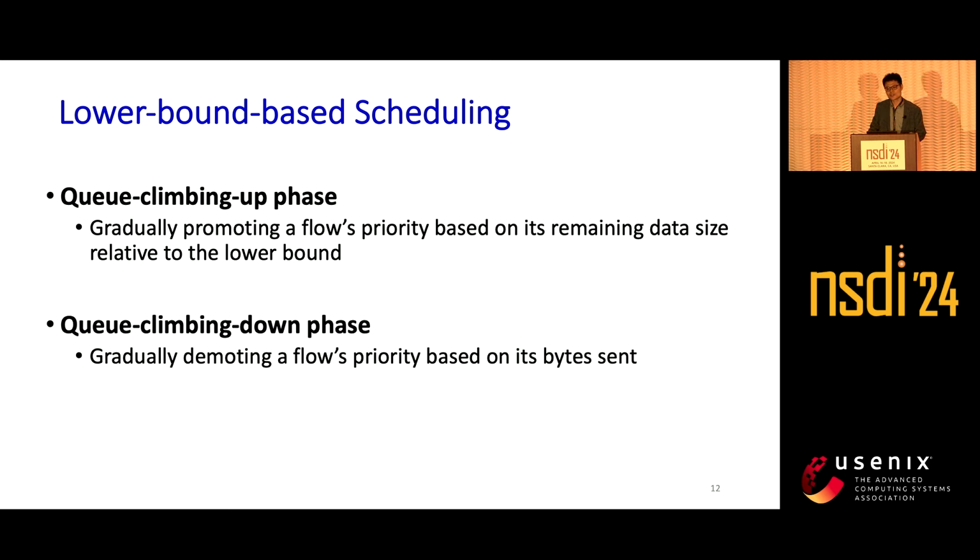So if the flow is not yet complete after the first phase, it will further go through an additional QCLIMB down phase. So in this phase, it will be gradually demoted to the lower priority queues based on its bytes sent. So since our previous slides have shown that the medium and the larger flows' lower bounds are relatively larger than those of the small flows, this scattering can prioritize the small flows over the large ones from the beginning of the transmission rather than in the later stage of the transmission.